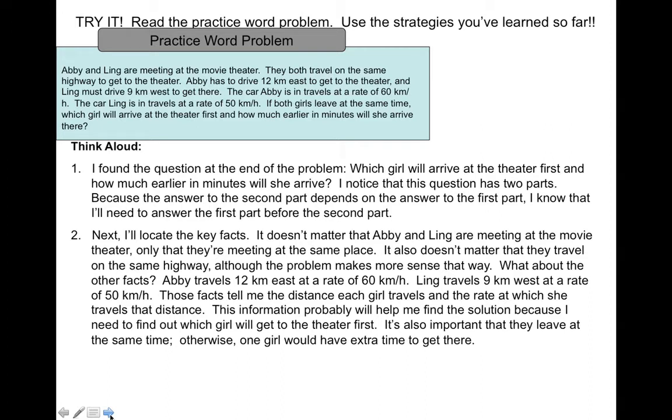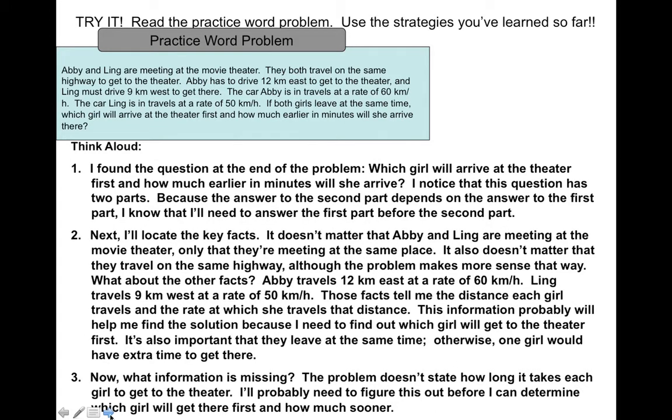Abby travels 12 kilometers east at a rate of 60 kilometers per hour. Ling travels 9 kilometers west at a rate of 50 kilometers per hour. Those facts tell me the distance each girl travels and the rate at which she travels that distance. This information probably will help me find the solution because I need to find out which girl will get to the theater first. It's also important that they leave at the same time. Otherwise, one girl would have extra time to get there.